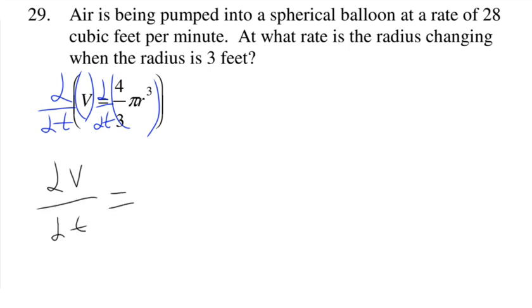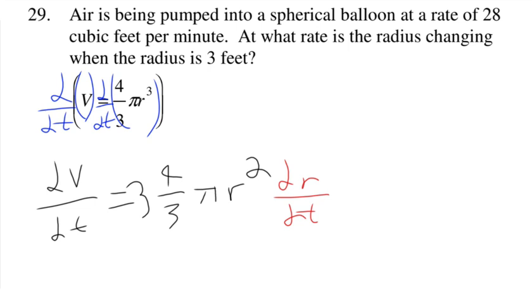This will be equal to 4/3 pi, which is the constant multiple, so it stays the same. And we have to find the derivative with respect to t of r cubed. So we take this 3, bring it to the front as the constant multiple first, and then we keep the inside the same and subtract 1 from the power. That's just the power rule, so it becomes an r squared. But then by the chain rule, we have to remember to multiply by the derivative of the inside function. The derivative of r with respect to t is the dr/dt that we are looking for.